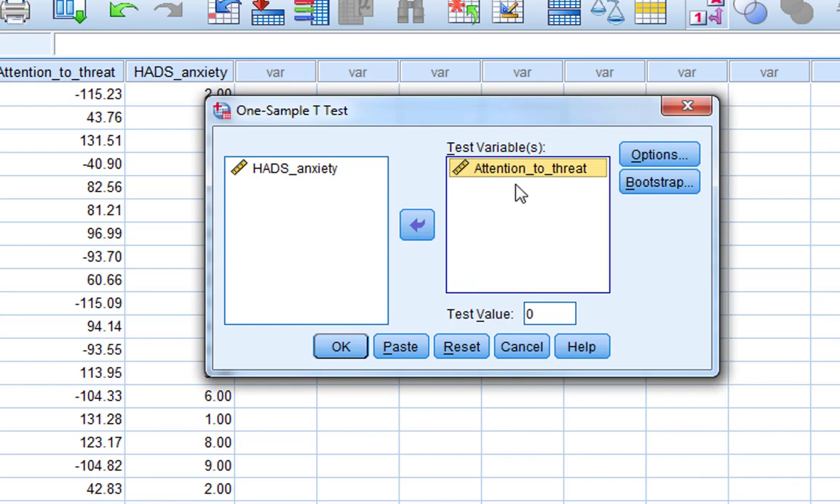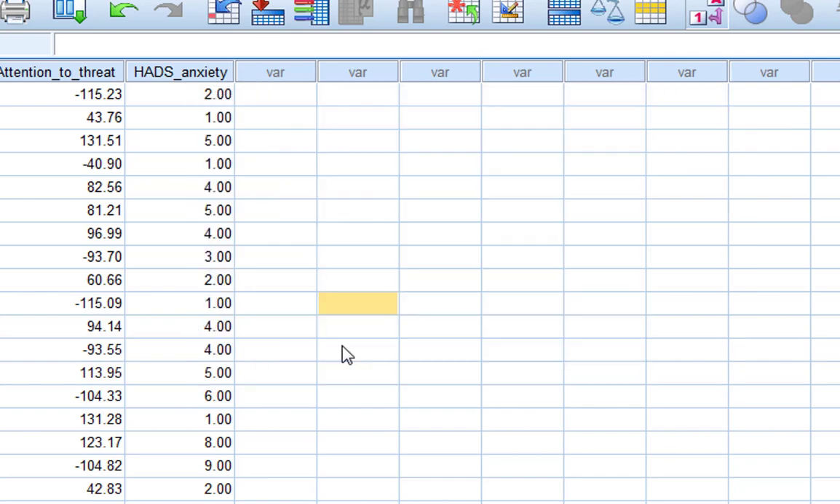Now, what we're interested in is whether our sample do show a significant attentional bias towards or indeed away from threatening stimuli. So our test value, the comparison we make, is zero, because we're interested in whether these attention scores are significantly different from zero, zero being absolutely no bias, whether it's away from threatening stimuli or towards threatening stimuli at all. There's absolutely no influence of the stimuli type whatsoever. And that's all we really need to do. We just click on OK.